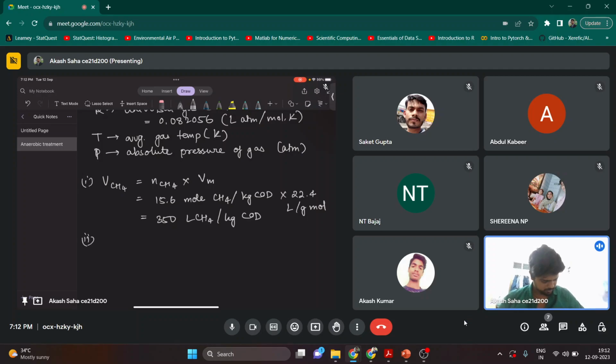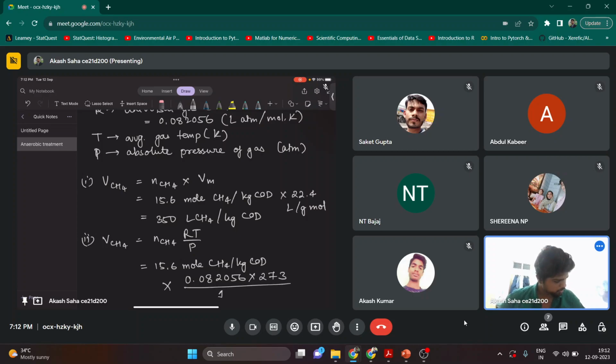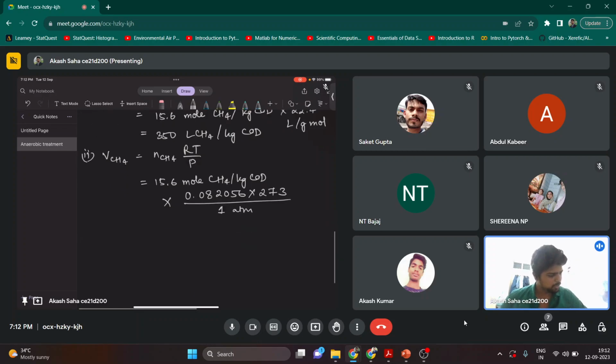And similarly, from the second equation, we can also find the volume of CH4, which will be equal to nCH4 into RT by P. So it will again be 15.6 mole CH4 per kg COD into R, which is 0.082056, into 273, because 0 degree Celsius is equal to 273 Kelvin, divided by 1 atmosphere. So it will also turn out to be 350 liter CH4 per kg COD.